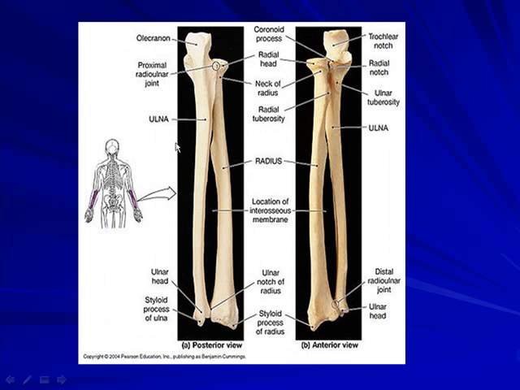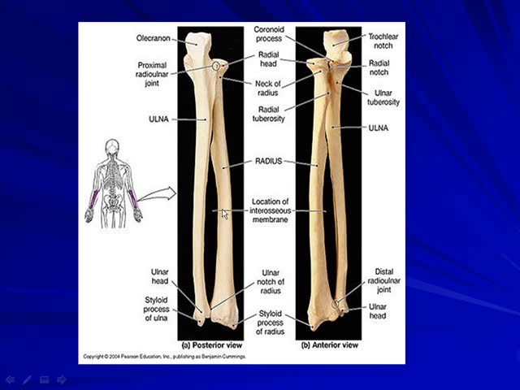Should be able to identify the two bones of the forearm. You should know the medial bone in anatomical position. Remember, in anatomical position, the palms face forward, so the palms face anteriorly. Thus, in anatomical position, the ulna bone lies medial, the radius lies lateral.